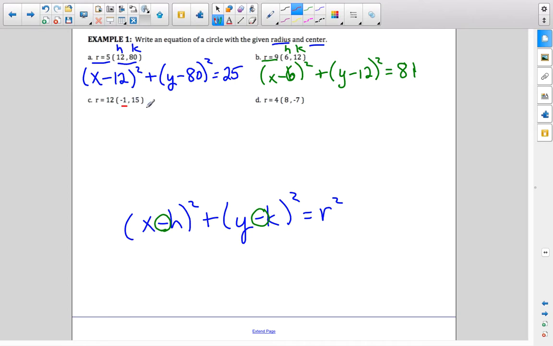Okay, here our center is at (-1, 15), and our radius is 12. So now when I insert the -1, I would get x minus -1, which I could just take that out. Minus a negative is the same thing as plus 1. Remember, I'm going to take the opposite of that. So I'm going to take (x plus 1) squared plus (y minus 15) squared equals 12 squared, 12 times 12, which is 144.